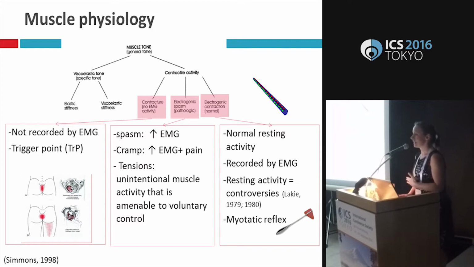So when we stretch the muscle and it reacts by contracting and preventing the stretching, this is also included in the normal electrogenic contraction. And my colleague really talked to you well about the electrogenic spasm, so the pathologic activity. Sometimes it can be referred to as spasm, so increase in EMG activity, or increase in EMG activity combined with pain. Sometimes the synonym is muscle tension, unintentional muscle activity that is amenable to voluntary control.